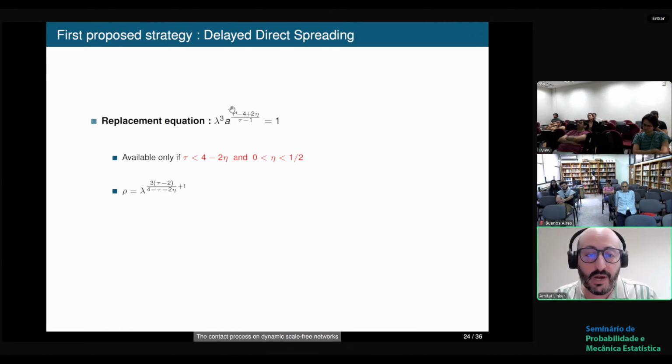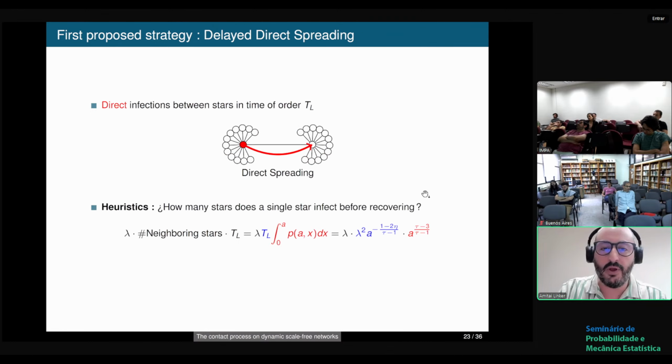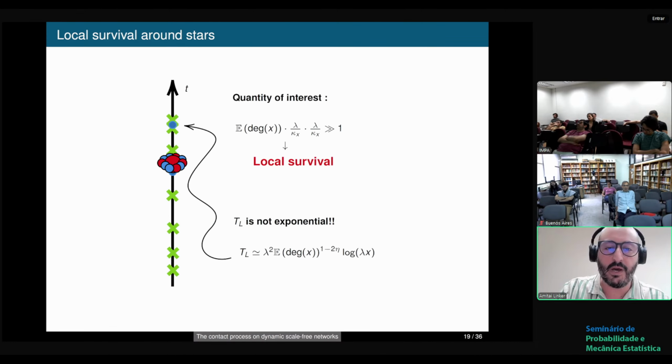Now, of course, if you look at this, because tau is larger than 2, this is only positive if this is negative, because you have this lambda cube, which is going to be something really, really small, and you have to take A, which is something between 0 and 1. So you need this negative for this to balance this lambda cube. And the other thing is that you need eta to be smaller than 1/2, because otherwise you don't have local survival. You need eta smaller than 1/2 to see local survival.